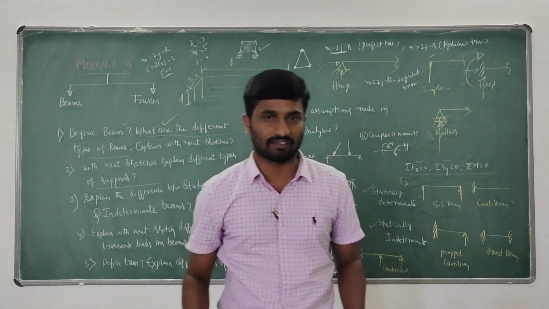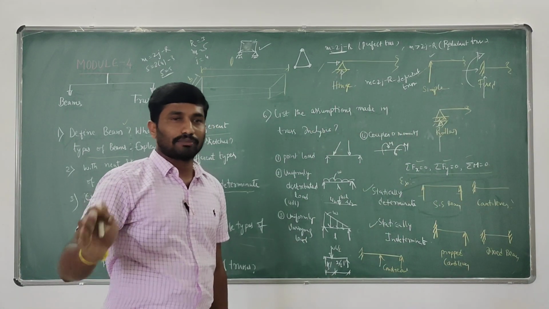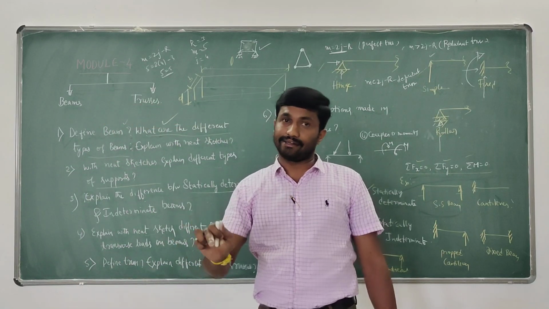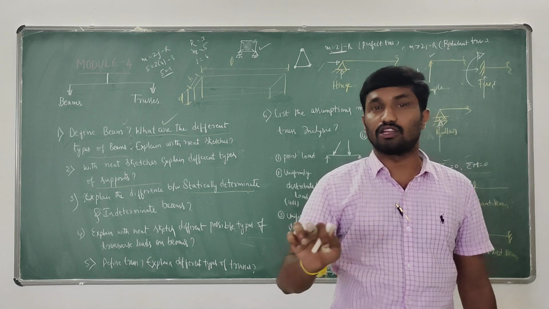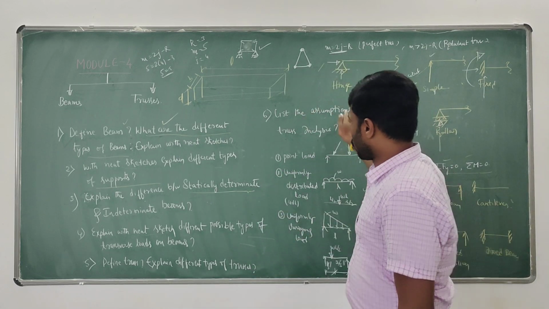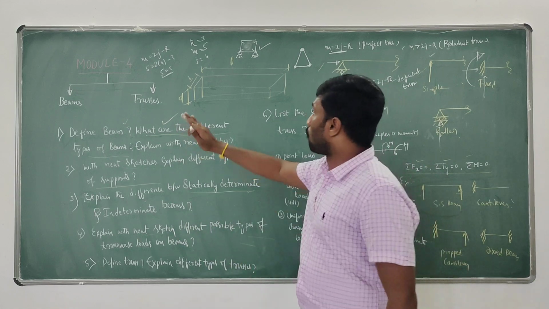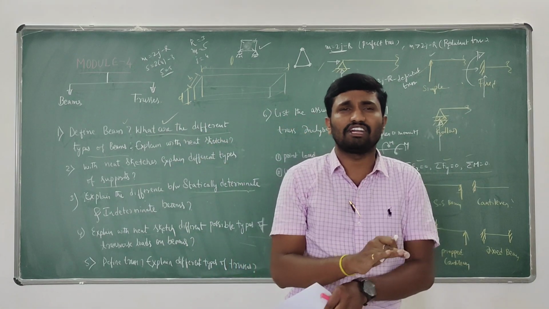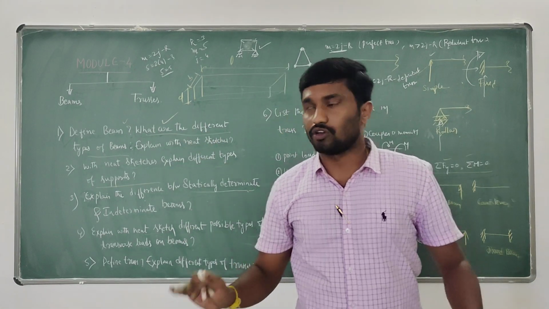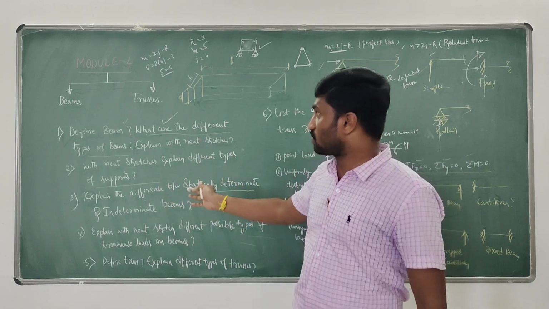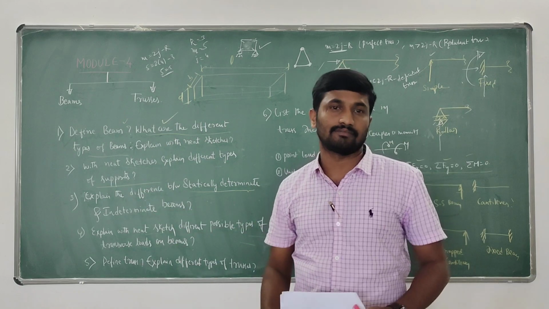There are three kinds of trusses. If M equals 2j minus r, perfect truss. M greater than 2j minus r, redundant. M less than 2j minus r, deficient. So this is regarding theoretical questions associated with module number 4. It's a very easy thing. In the next session of this video series, we are going to discuss numericals. Thank you.